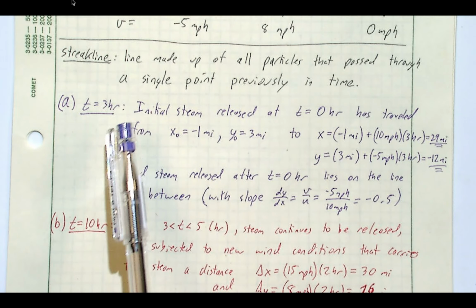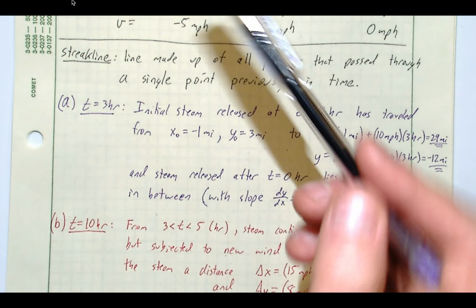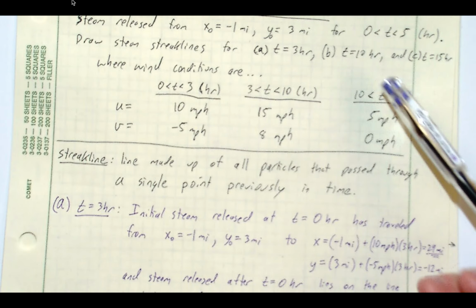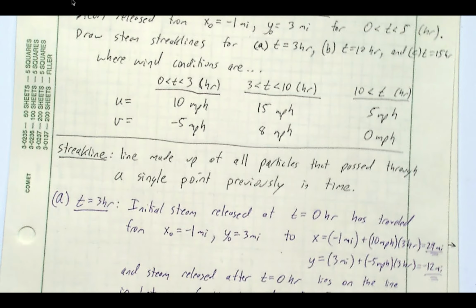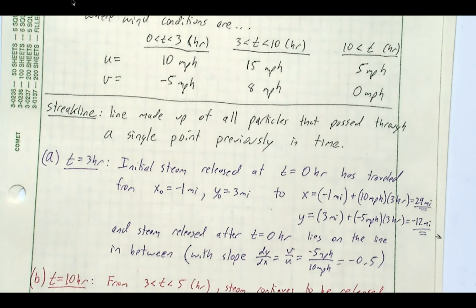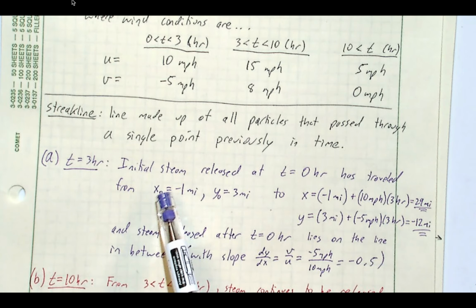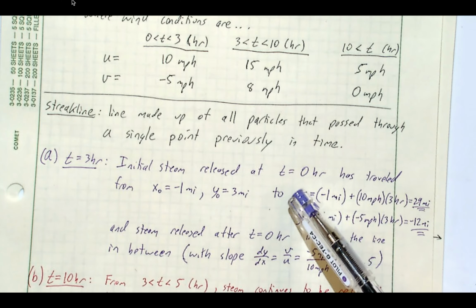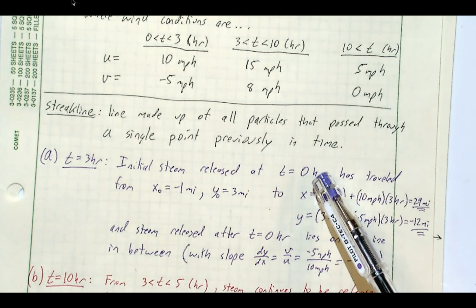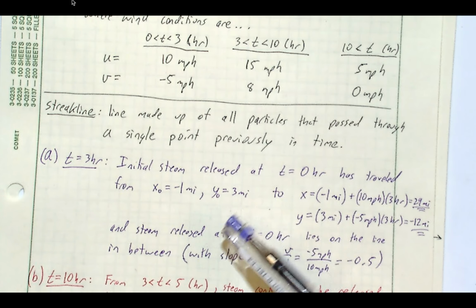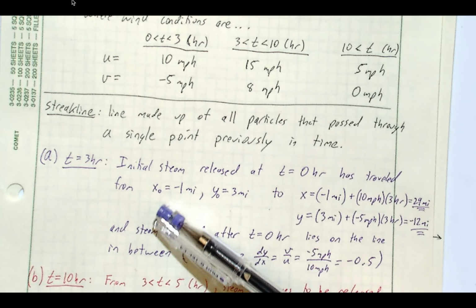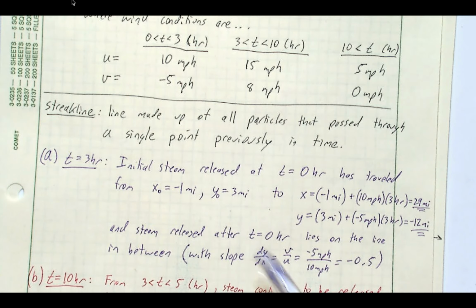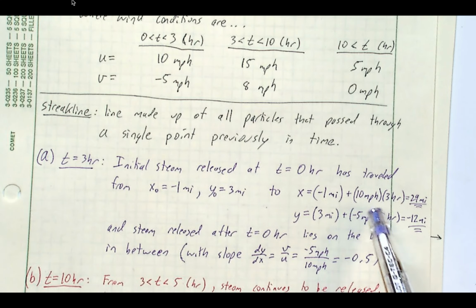We need to draw the streak lines at 3 particular instants in time, one at 3 hours, one at 10 hours, and one at 15 hours. Let's start with the 3 hours and work our way forward. So we have the initial steam being released at 0 hours. So the first bit of radioactive steam that was released has traveled for these first 3 hours from this original location of the power plant at -13 up to a location that now has changed due to the wind.